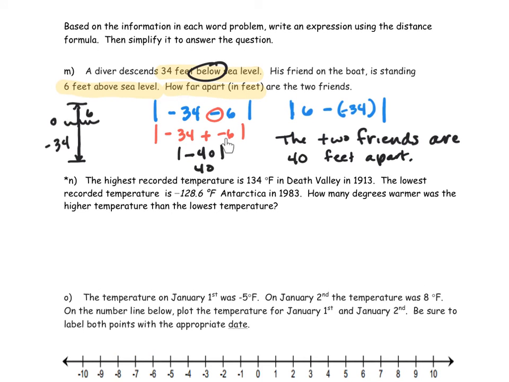So we had to use keep change change. When we did, we have 2 same sign numbers. We add them and keep the sign. Those absolute value bars mean we want the positive value of that number. And so because it's a word problem, we want to answer the question. So it asks how far apart in feet are the 2 friends. The 2 friends are 40 feet apart.